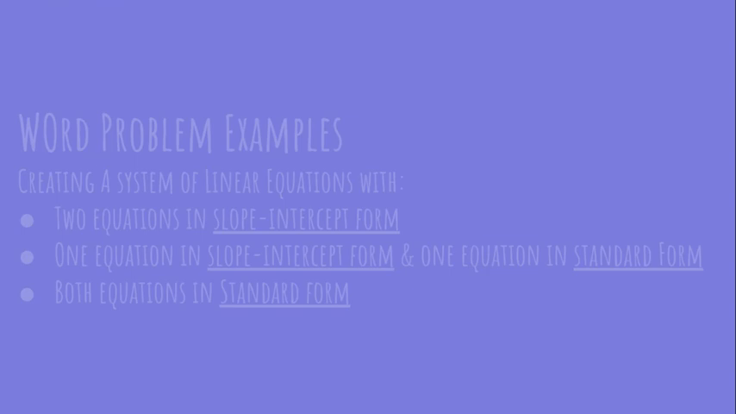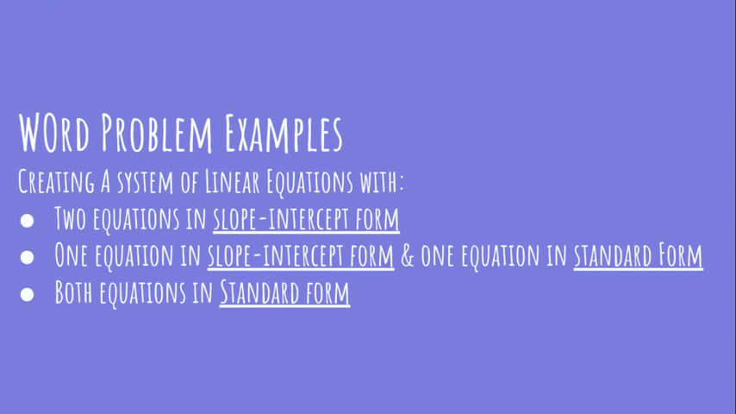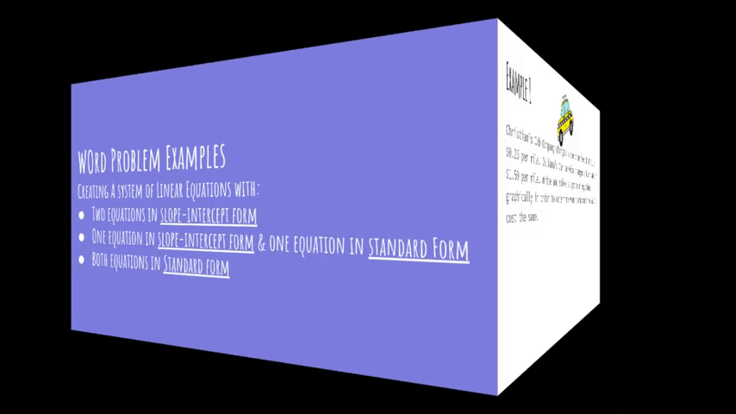Hi everyone. Today we're going to be looking at creating a system of equations from context and then taking that system of equations and solving it graphically. We're going to be looking at three different types of examples today. The first example is where both equations of the system are in slope-intercept form. Then we're going to look at another example where one equation is in slope-intercept form and the other one is in standard form. And then finally, we're going to look at a system where both equations are in standard form.